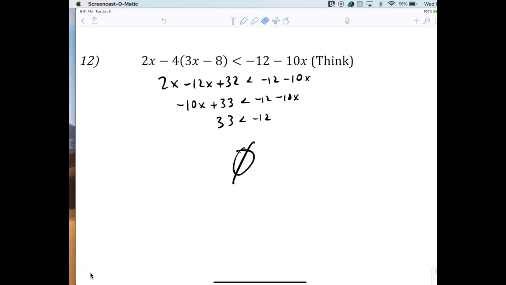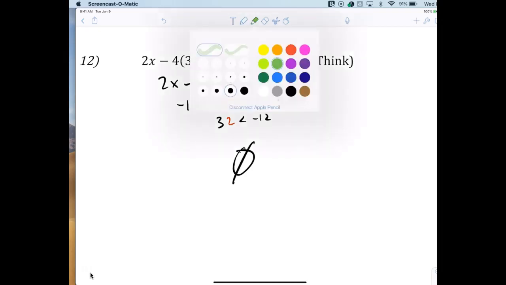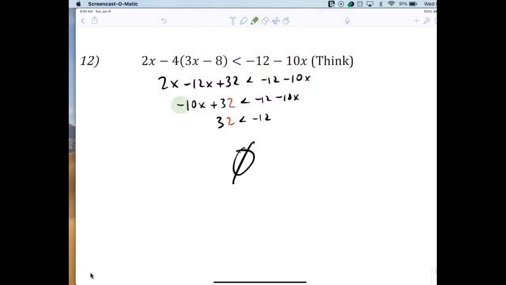Well, I put 33 there. It should have been a what? Doesn't matter then. 32. It just can't be possible. Right, it's not possible because is 32 less than negative 12? No. Now, I really want you looking at this right here and saying, if I start with negative 10x and add 32, is that less than when I start with negative 10x and subtract 12? That's not possible. All right, those are the things I'm trying to show you.